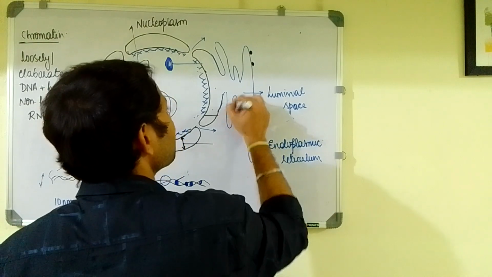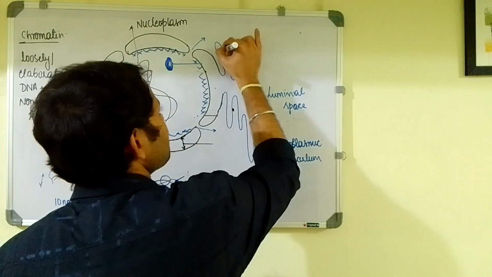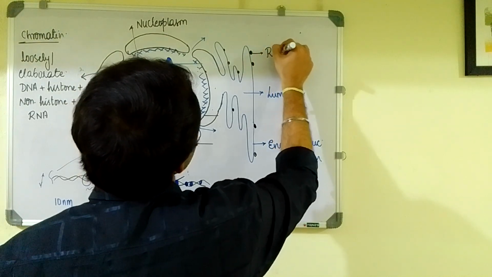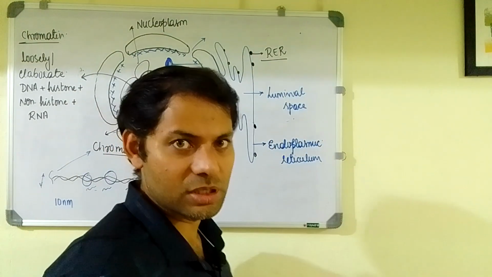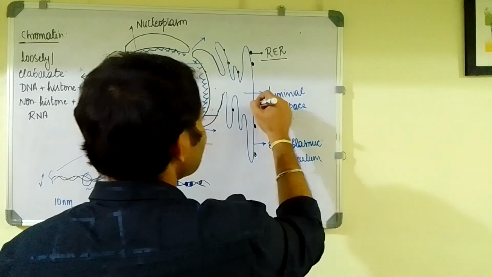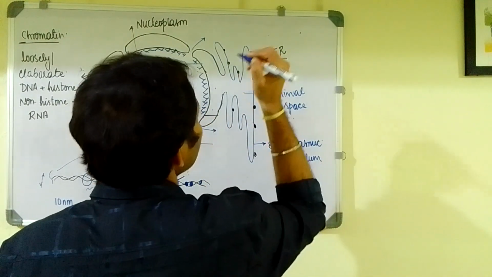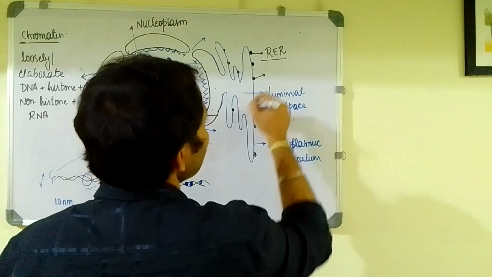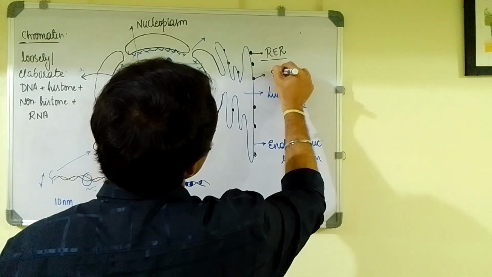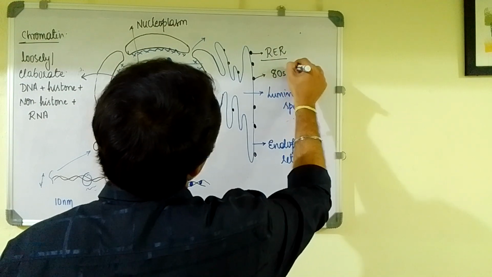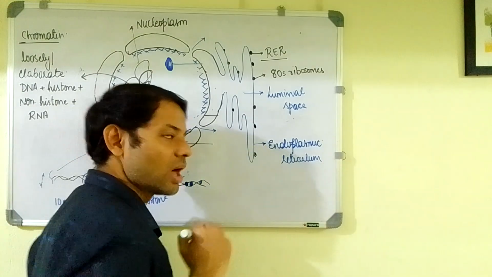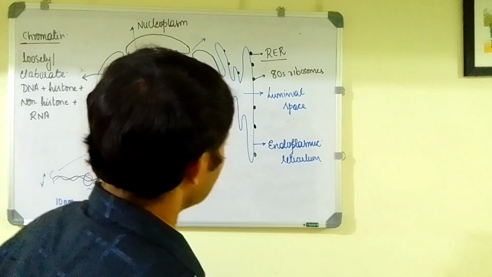On this endoplasmic reticulum, what are present? Ribosomes are present. So if ribosomes are present, tell me, is it going to become rough endoplasmic reticulum or smooth endoplasmic reticulum? Obviously rough endoplasmic reticulum, because it gives a studded appearance, correct? Now what ribosomes are they? They are 80S ribosomes. Now, again an important question.